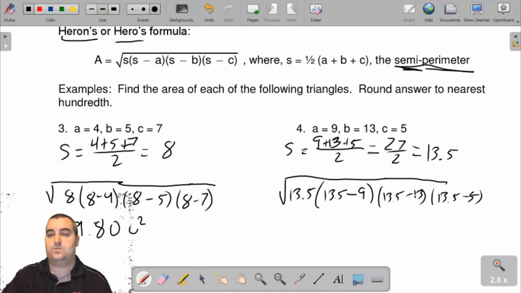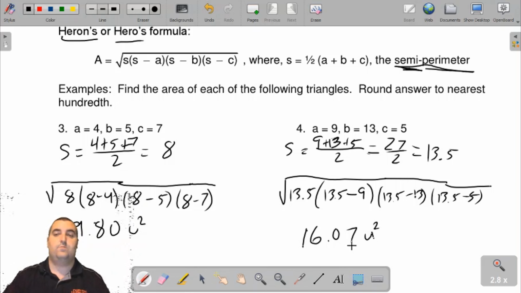I'm just going to make sure this extends all the way. At this point, I'm typing that in my calculator to get my answer. Make sure you type it in correctly, that's always important. We have an area of about 16.07 units squared.